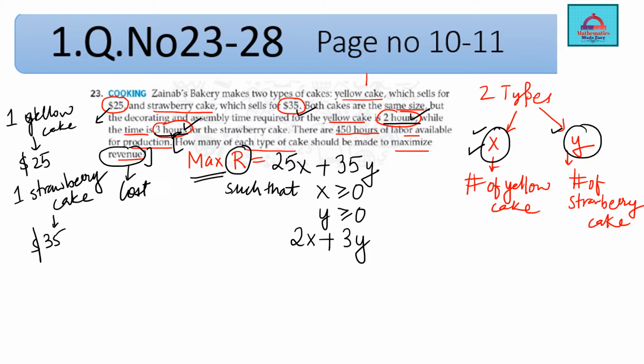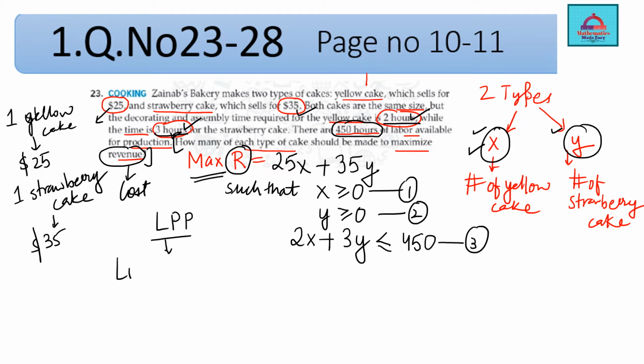Now another condition which is given is that there are 450 hours of labor. That means this is the maximum number of hours that the baker can spend on baking the cake. So it cannot be 451 or 500 hours. It has to be less than or equal to 450. So this is the maximum number of hours that can be spent. So here you get the 1, 2 and 3 conditions. Is there any other information given here? No. So that's our linear programming problem.